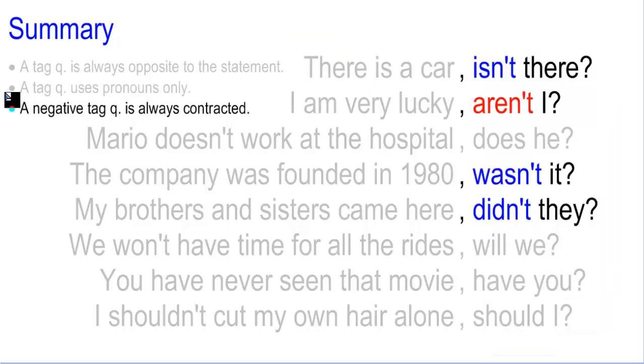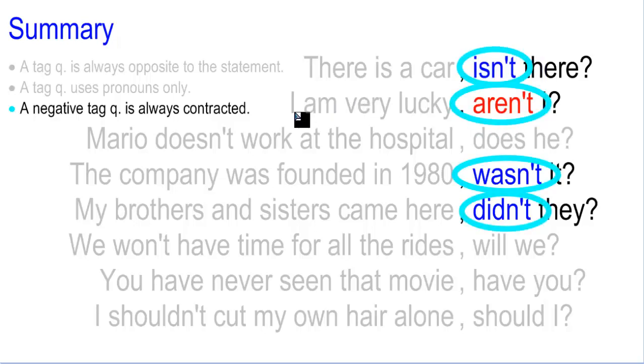Rule number 3. A negative tag question is always contracted. So if it's negative, please remember to make it in a contracted form. And remember the exception too. I am very lucky, aren't I? Okay, because remember there is no negative contraction of am not.